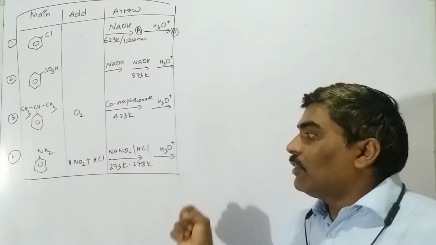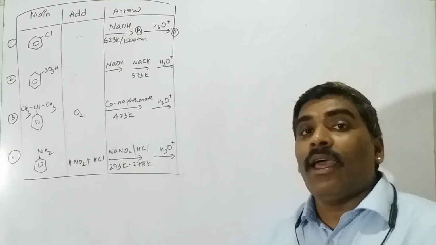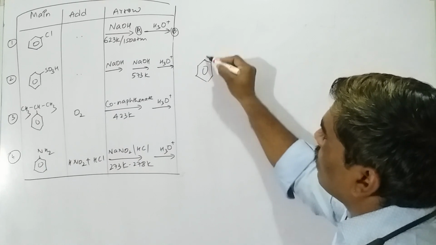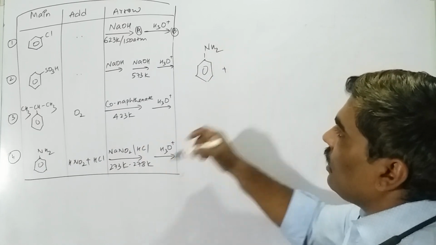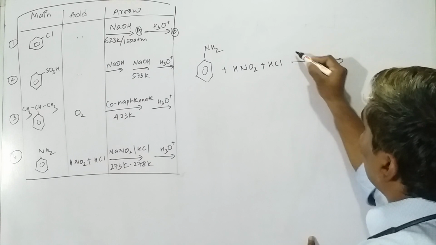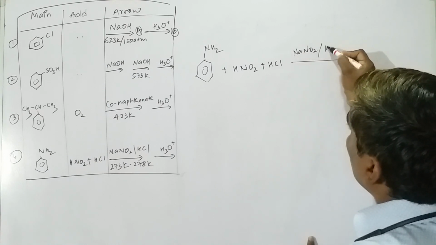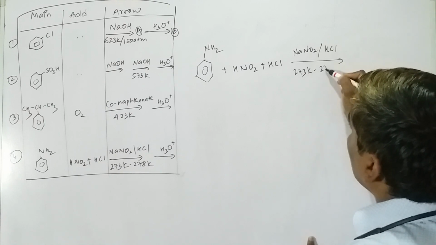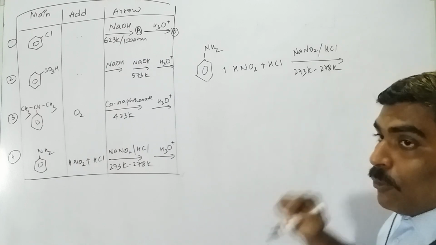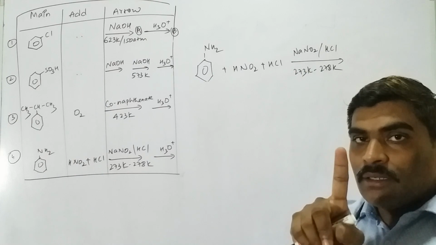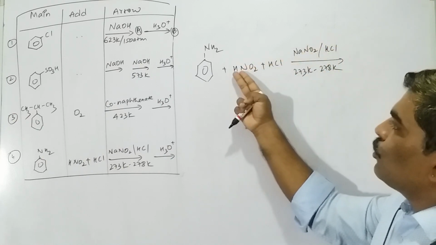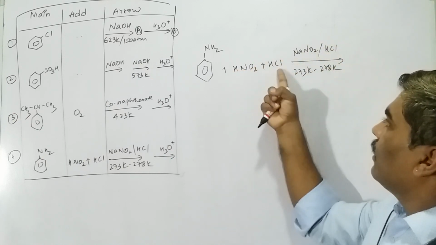So now if the question is prepare phenol from aniline, how to start this? Aniline is this. As you see here, what I have given is HNO2 plus HCl, but this HNO2 is obtained from NaNO2 and HCl, and this temperature you have to write 0 to 5 degrees. Actually the proportion here is NaNO2 to HCl, 1 is to 2. So 1 is to 1 reacts to produce HNO2, and the extra HCl is here.